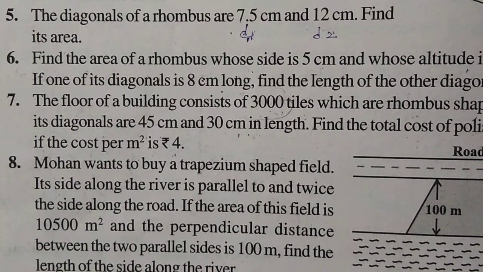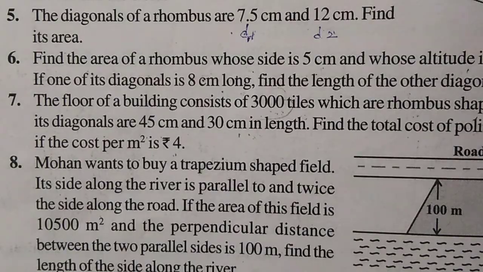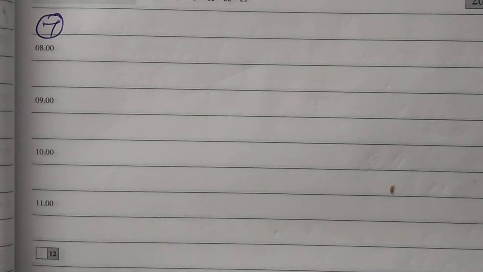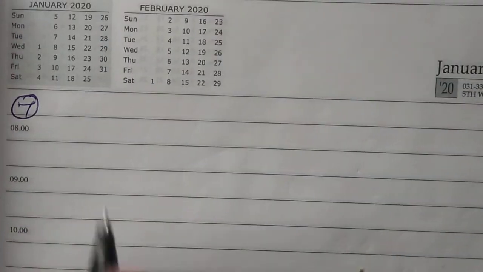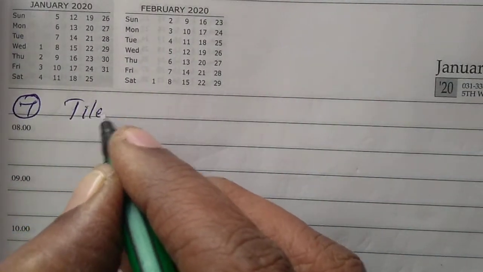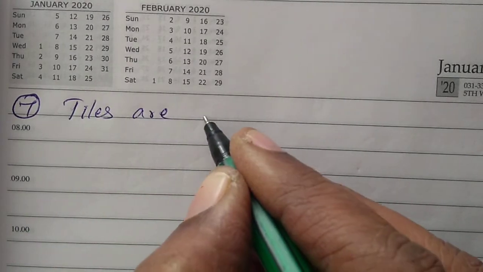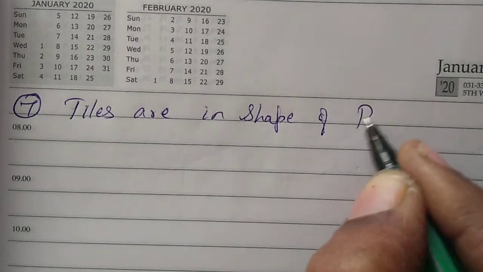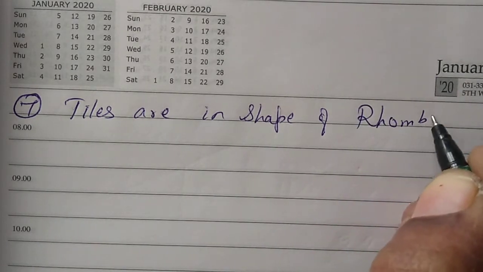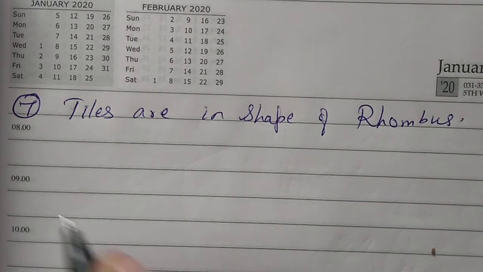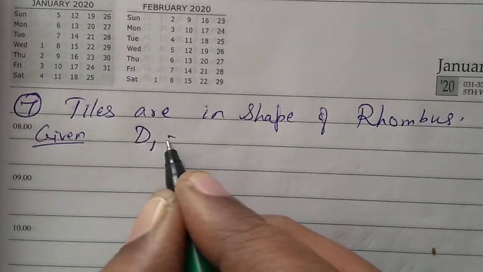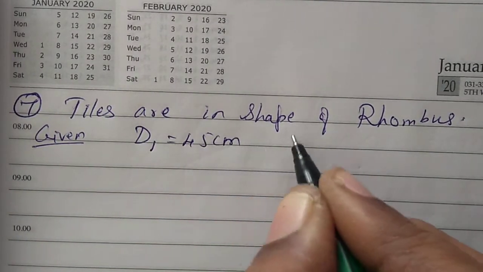So based on the sum, we write now. It is given in the shape of rhombus, so first we write the shape. Tiles are in shape of rhombus. And what is given? Diagonals. Both the diagonals: D1 is 45 centimeter and D2 is 30 centimeter. These two they have given.